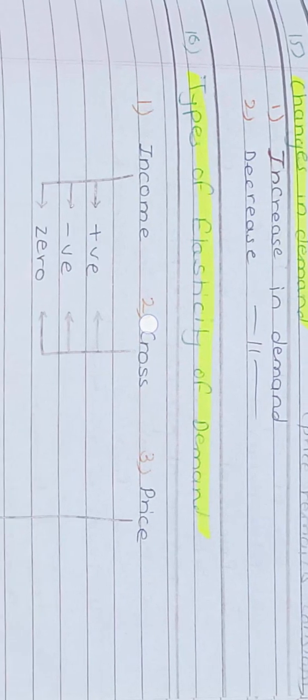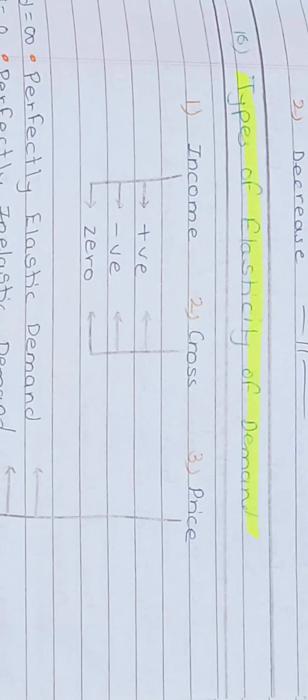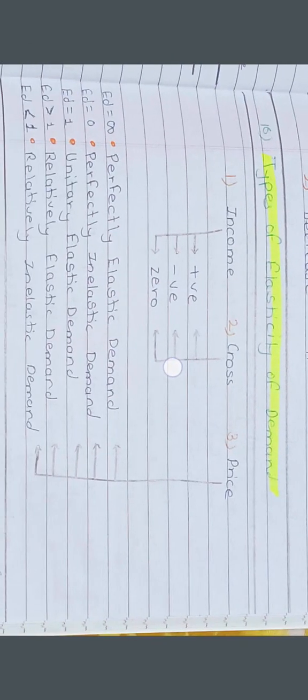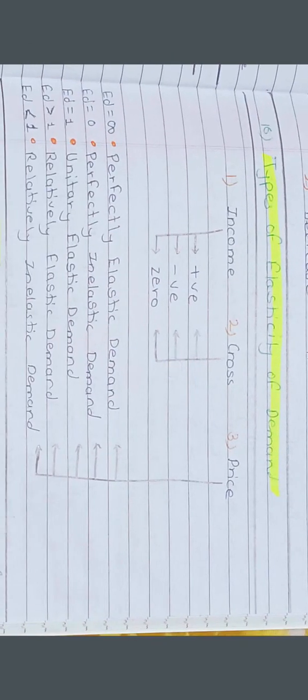Types of elasticity of demand. First is income, second is cross, and third is price. That is income elasticity of demand, cross elasticity of demand, and price elasticity of demand. There are three types of income and cross elasticity of demand: positive, negative, and zero.